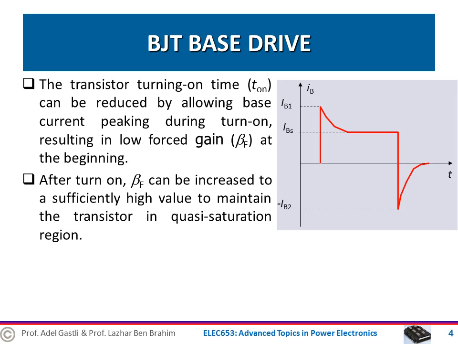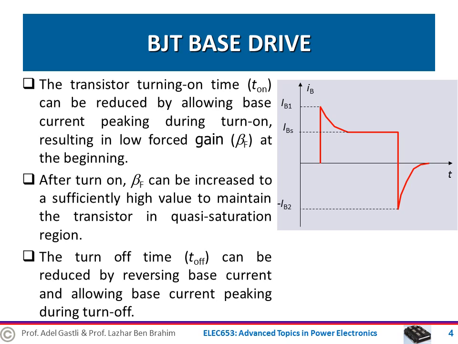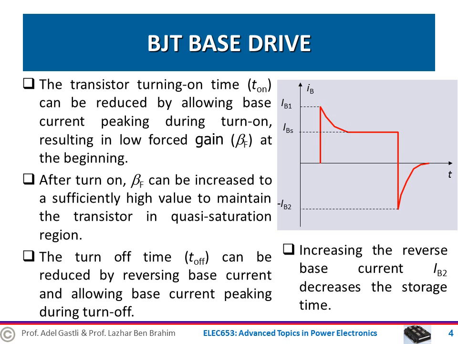After turn on, the forward gain beta F can be increased to a sufficiently high value to maintain the transistor in its quasi-saturation region. The turn-off time can be reduced by reversing the base current and allowing base current peaking during turn-off. Increasing the reverse base current IB2 decreases the storage time.